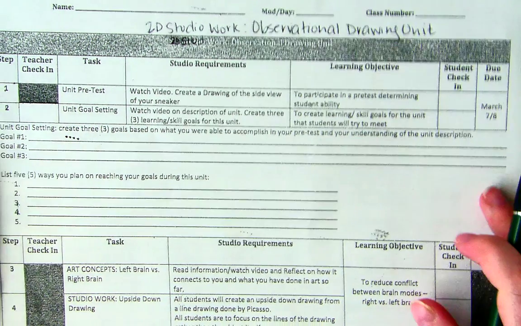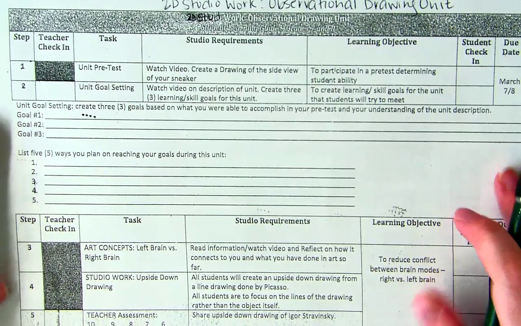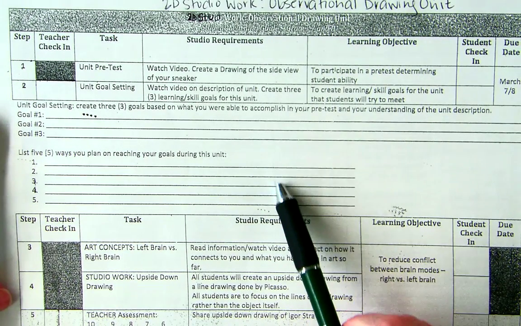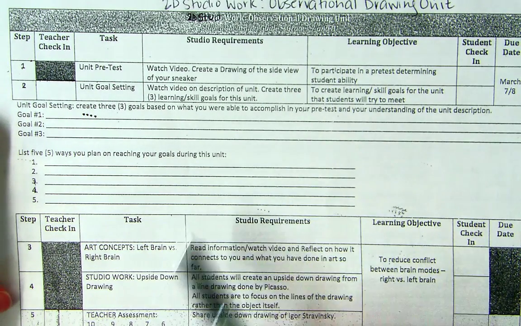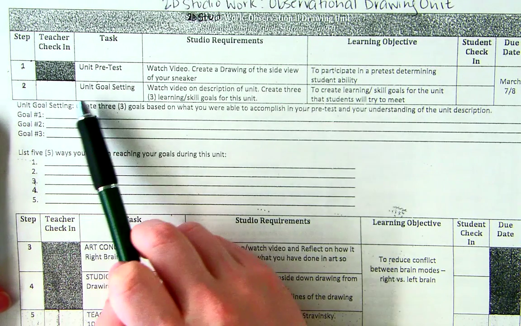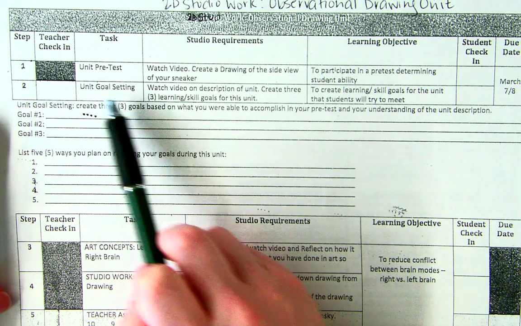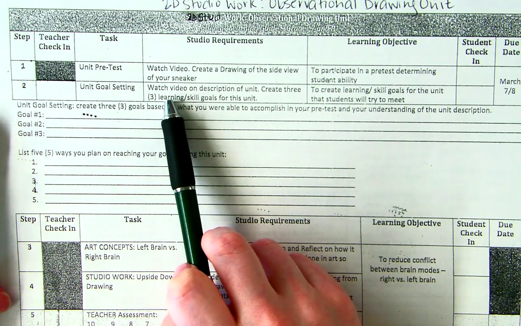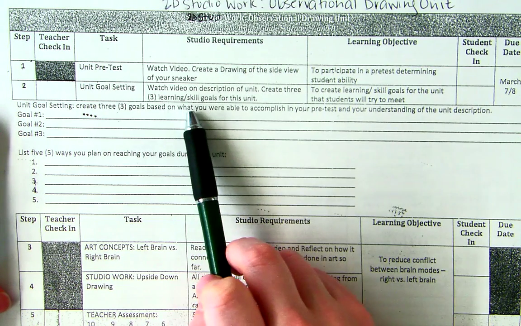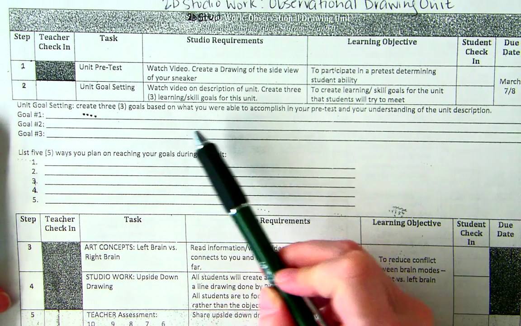Okay? Now, sometimes underneath steps, there's going to be spaces for you to write. This is where you're going to answer the questions. So for instance, step 2, unit goal setting. You're going to watch video on description of unit, create 3 learning or skill goals for the unit.